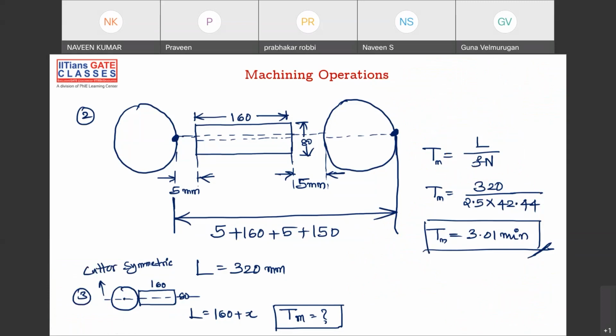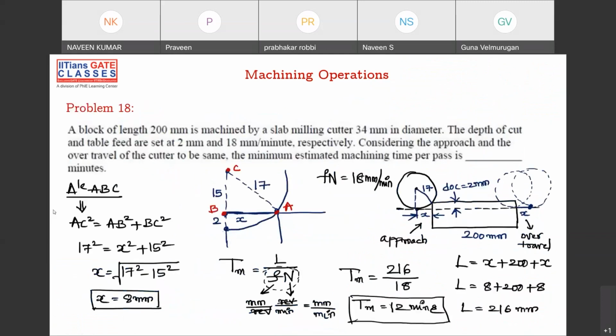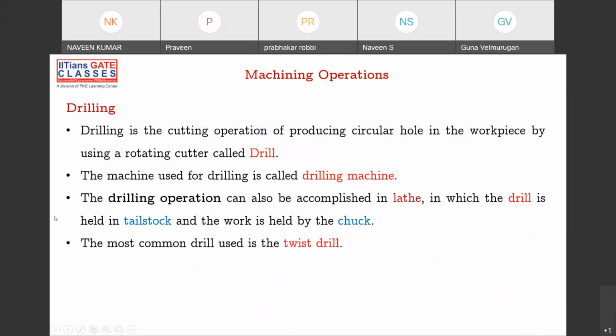Machining time is length of cut divided by feed into number of revolutions per minute of the cutter. Fine. And this and all we can discuss. Next we'll discuss drilling.